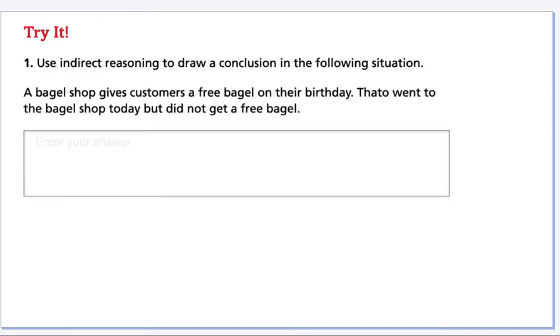So think about this next example. A bagel shop gives customers a free bagel on their birthday. Thato went to the bagel shop today but did not get a free bagel. So using indirect reasoning, again, if you get a free bagel, then it's your birthday. He went to the bagel shop but didn't get a free bagel. So therefore, what we would say is that Thato's birthday is not today. Obviously, if he didn't get that free bagel, it must not be his birthday.